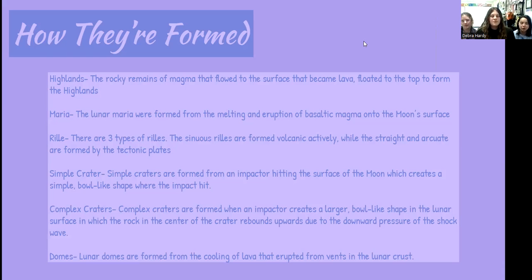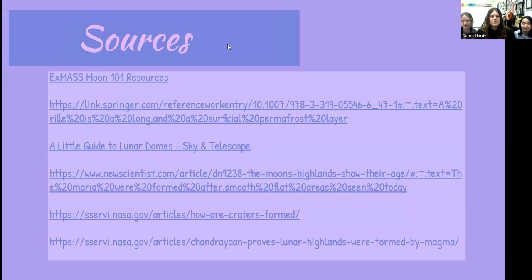Simple craters are formed by impacts on the moon's surface, which create a bowl-like shape. Complex craters were formed by larger impactors, and they also had a bowl-like shape, but the center rebounds upwards due to the downward pressure of the shock wave. And domes were formed by the cooling of lava that erupted from vents in the lunar crust. And that is everything.